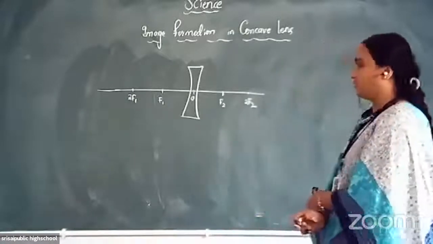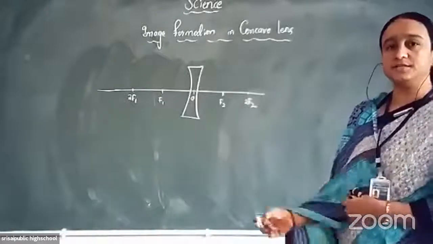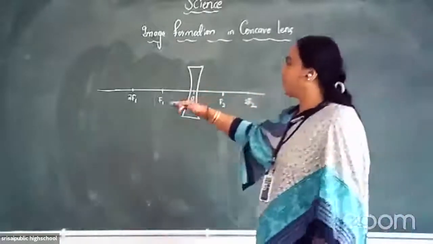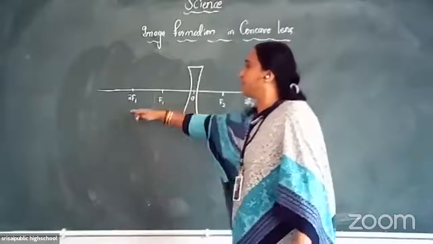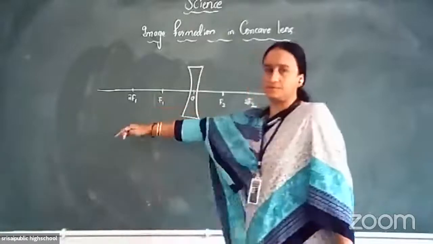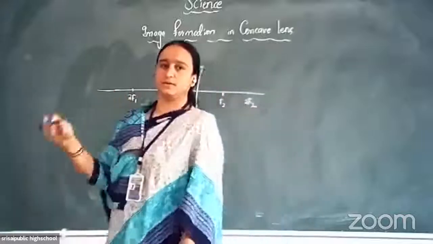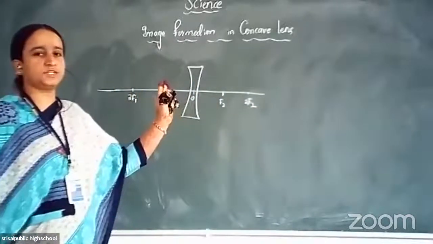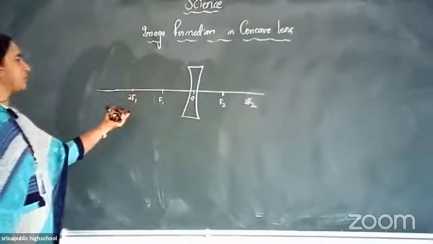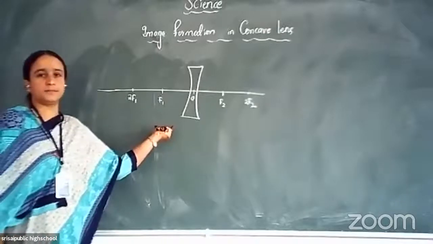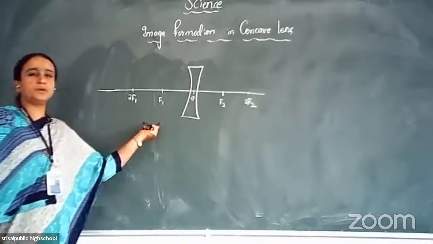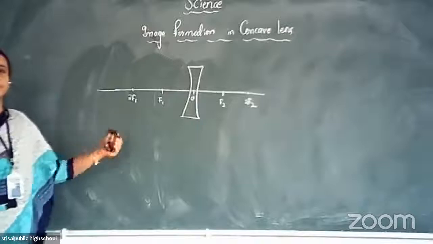Between infinity and optical center. That means we are going to imagine the object with respect to 2F1 and F1. We are going to imagine the object at a finite distance. So exactly where are you going to draw the object now? Where do you want to draw the object now?